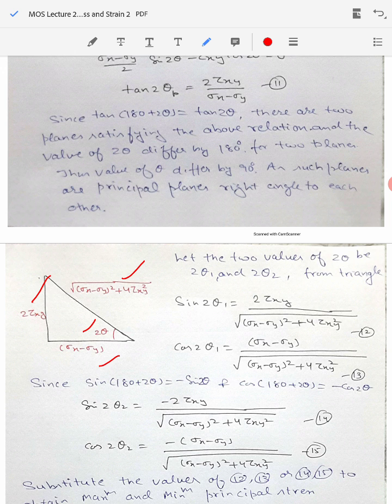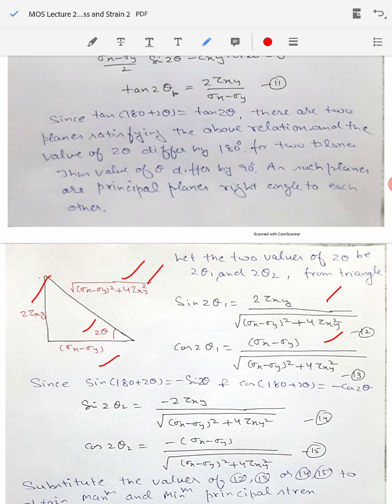Now let the two values of 2 theta be, let's say, 2 theta 1 and 2 theta 2. The first angle that we define is theta 1, and the second angle, which will be at 90 degrees to that, will be theta 2. So from this triangle, let's first find the value of theta 1. So sine of 2 theta 1 will be equal to 2 times tau xy divided by under root of sigma x minus sigma y whole square plus 4 tau xy square. Similarly, you can find the value of cos 2 theta 1.